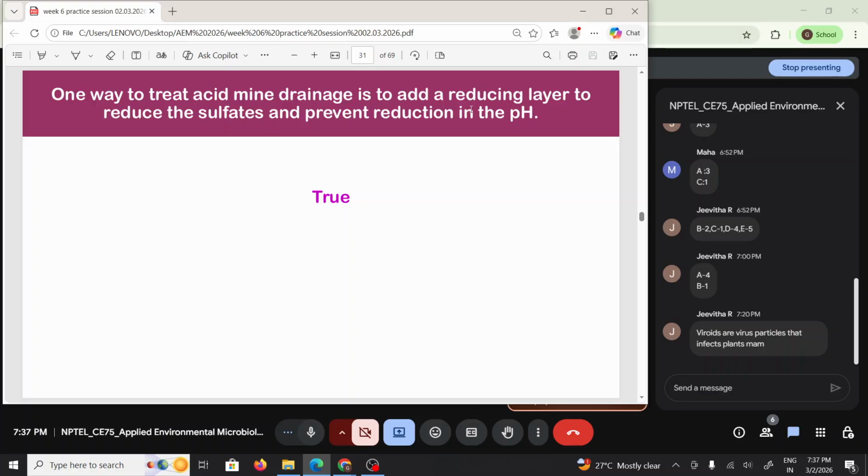So when we are adding a reducing layer, which primarily consists of sulfate reducing bacteria, sorry, I mispronounced, it prevents the reduction in pH by consumption of protons and the generation of bicarbonates. So this statement is true.